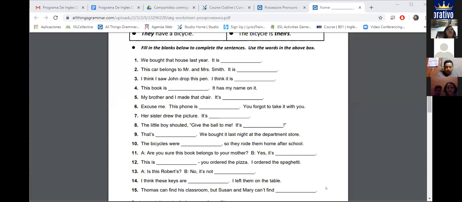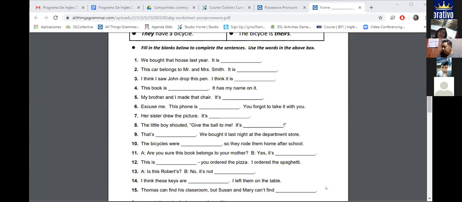We both bought that house last year. It is ours. Very good. Blanca, can you read number two? All right, Rutilio, can you read number two, please? This car belongs to Mr. and Mrs. Smith. It is theirs.